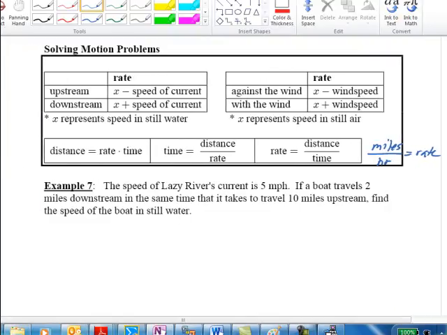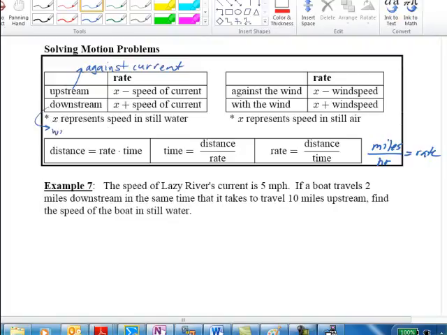So when we're working with upstream and downstream or against the wind and with the wind problems, the actual rate is always a combination of the rate in still water or the rate in still air and the current or the wind speed. If we're going upstream, that's the same as against the current. So the current is slowing us down. So we would take our speed if we were in still water, or just the boat speed, and then we would subtract the current speed because the current is slowing us down.